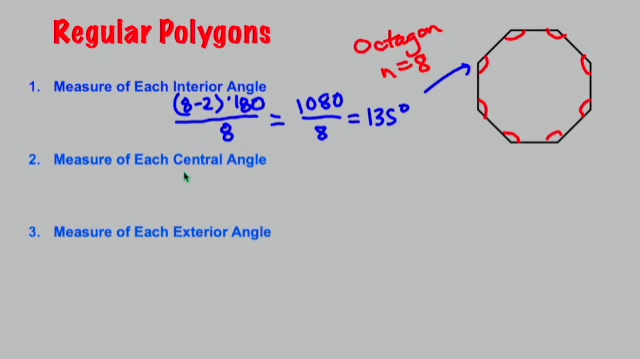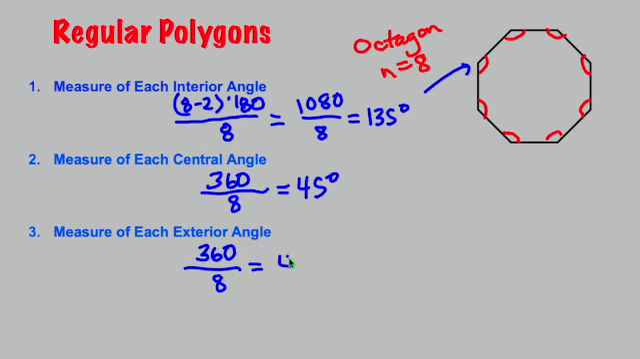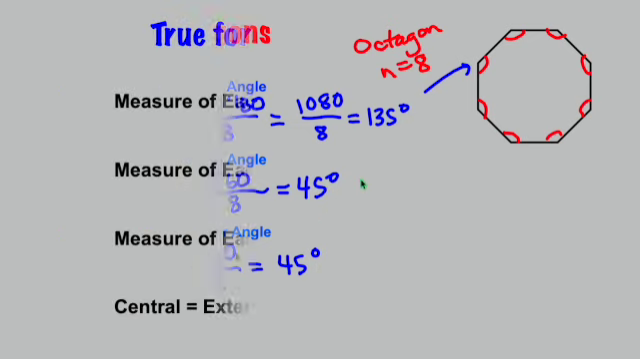If I want to know the measure of each central angle, well, I know their sum is always going to be 360 because it's in the center and it makes a circle. And then all I have to do is divide by 8. And when I do that, I will get 45 degrees. And then finally, exterior, I know the sum is always 360. There's no calculation needed. I divide by the number of sides, and it will also be 45 degrees. So you'll notice if you have a regular polygon where all the sides are congruent and all the angles are congruent, the measure of a central angle and an exterior angle are always going to be the same.